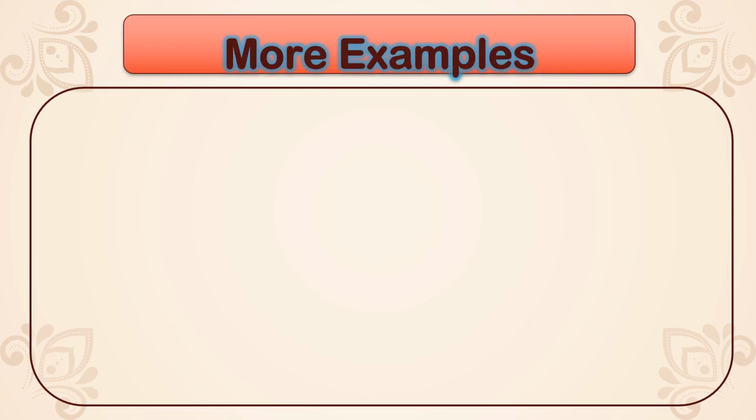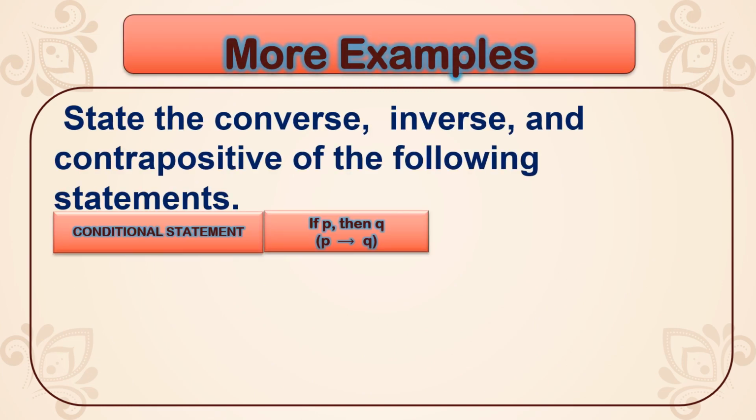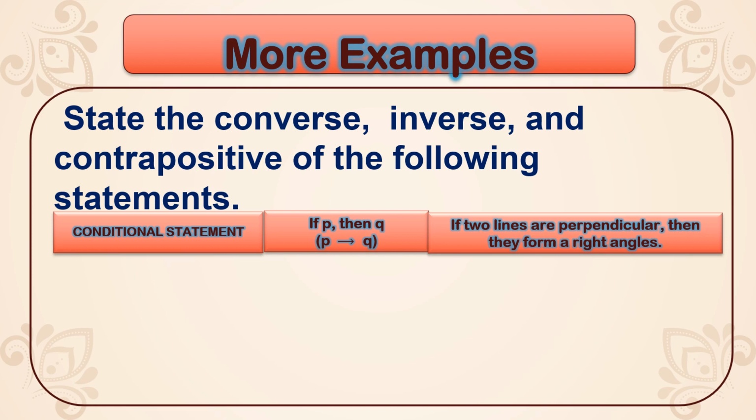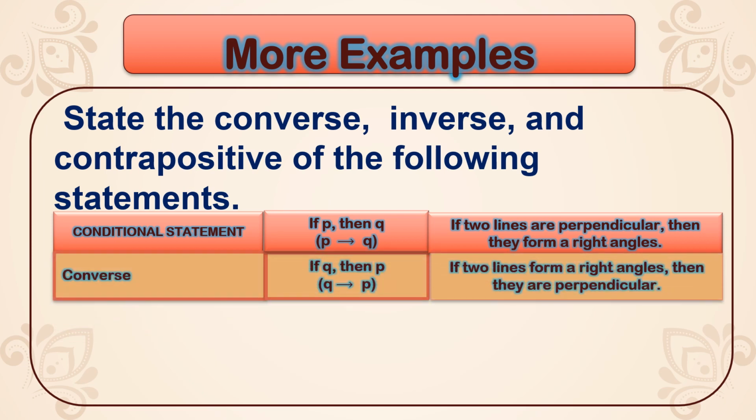Next example. For the conditional statement, if two lines are perpendicular, then they form a right angles. Okay, pag converse, magiging if two lines form a right angles, then they are perpendicular. Okay, yung two lines daw, nakakabuo ka ng right angles, then sila daw ay perpendicular. Pag sinabing perpendicular, ito po yung lines na nag-i-intersect.